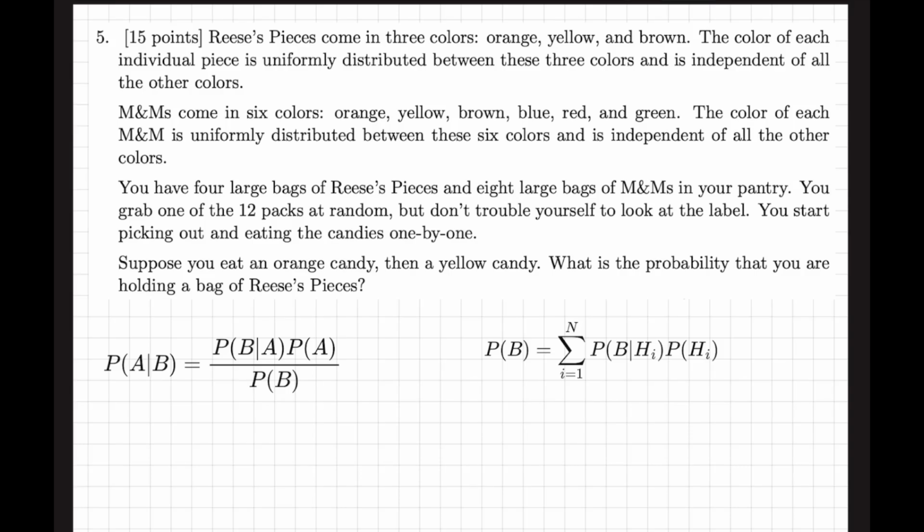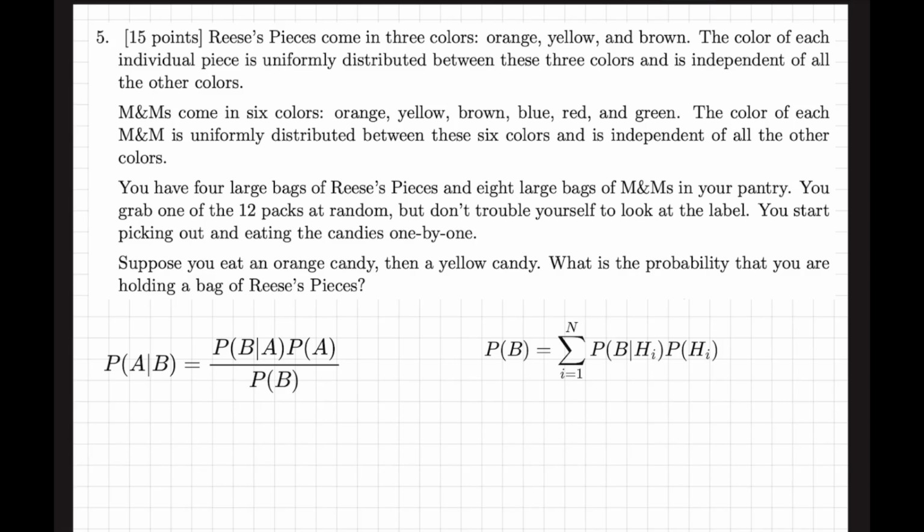You have 4 large bags of Reese's Pieces and 8 large bags of M&Ms in your pantry. You grab one of the 12 packs at random, but don't trouble yourself to look at the label. You start picking out and eating the candies one by one. Suppose you eat an orange candy, then a yellow candy. What's the probability that you're holding a bag of Reese's Pieces?